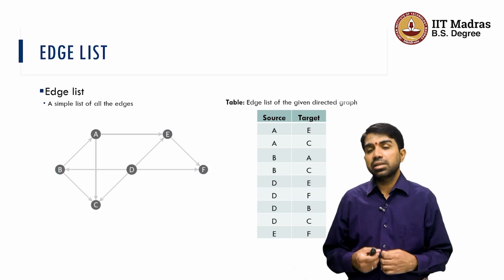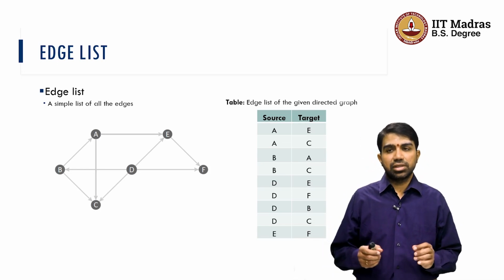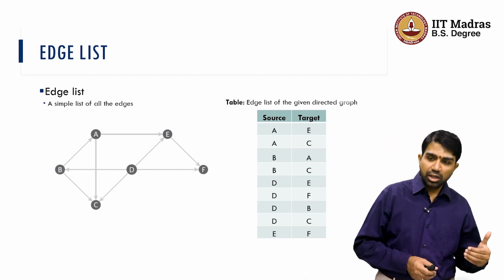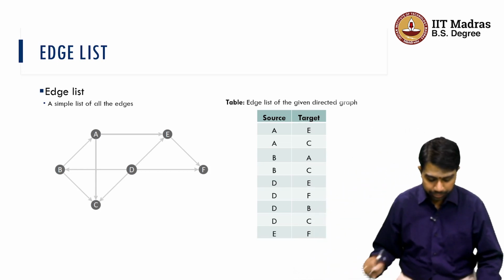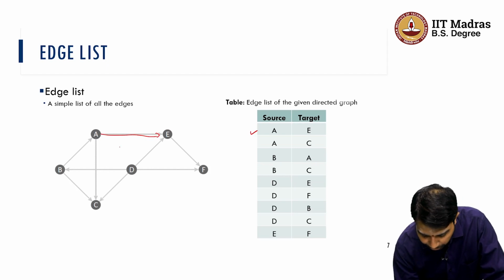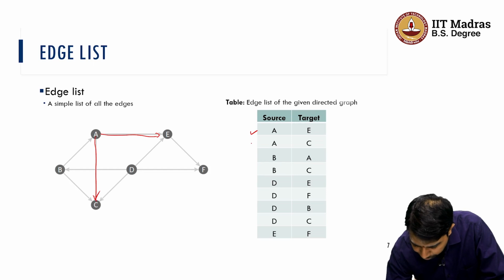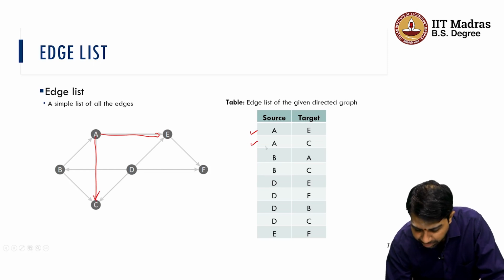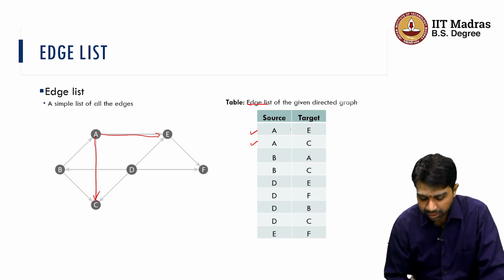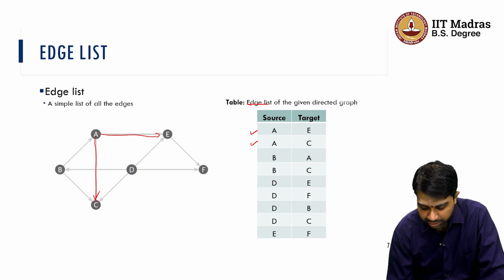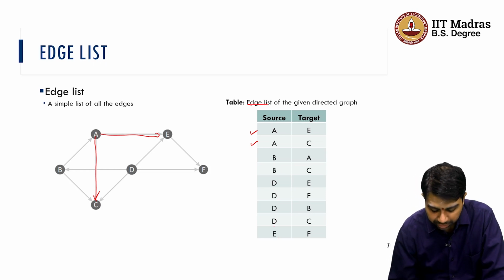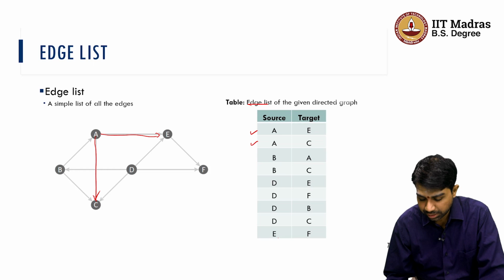So, the first and the simplest way to represent a graph is a simple edge list. Here we have a directed graph where there is a notion of a source node and a target node. So, you have A connecting to E, that is captured here, and then you have A connecting to C, that is captured here. Every single edge is captured by an entry in this edge list. This is literally a table which contains source and target. So, in this graph, how many edges do you have? 1, 2, 3, 4, 5, 6, 7, 8, 9. You have 9 different edges being captured through this edge list.